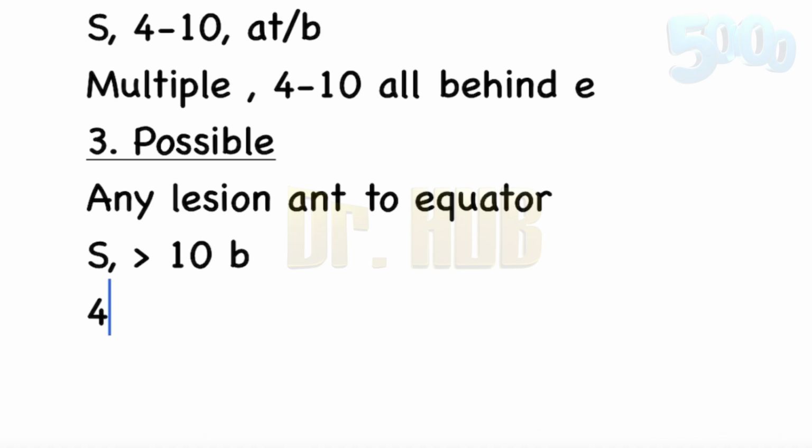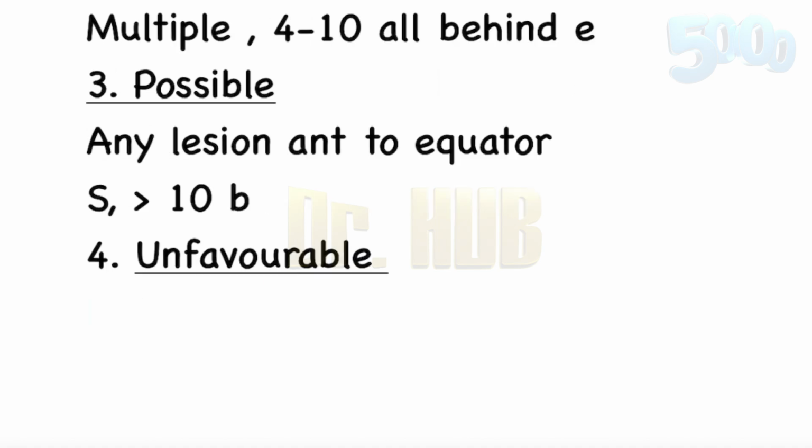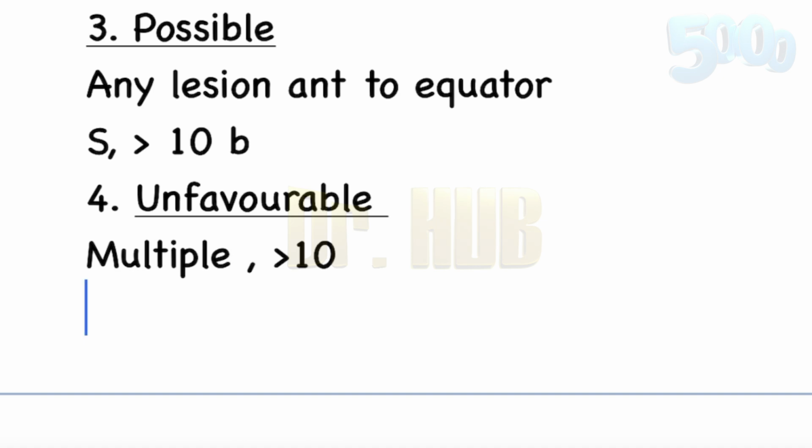Next we look at the fourth, which means it is unfavorable. What do we mean by unfavorable? It includes multiple tumors, and they are greater than 10 dd. It also includes any lesion extending anterior to the ora serrata.